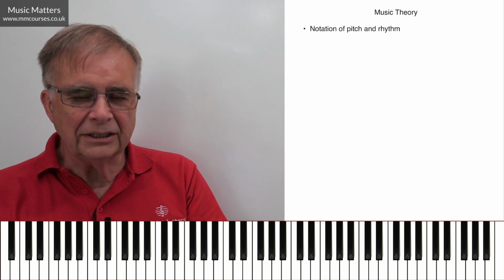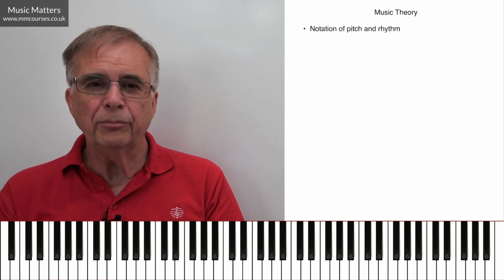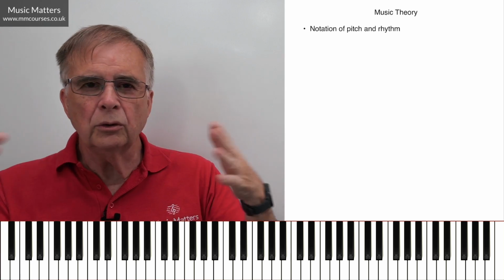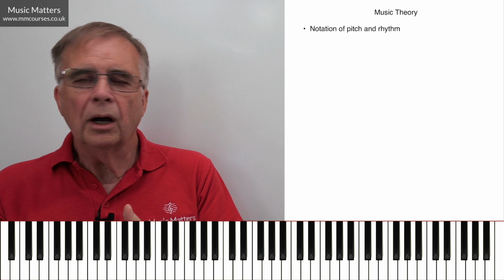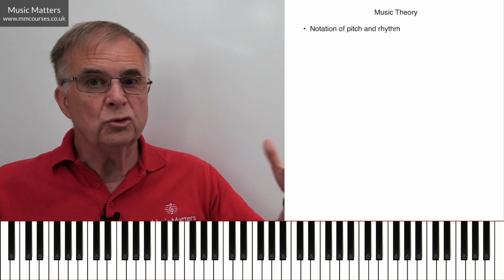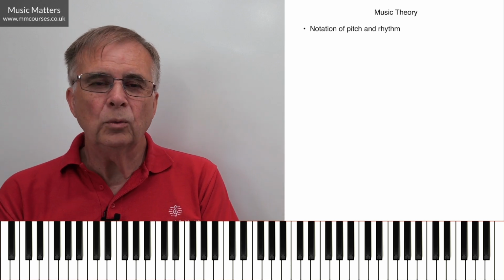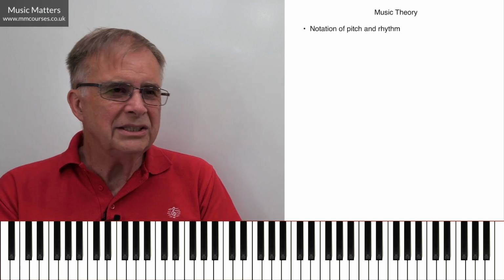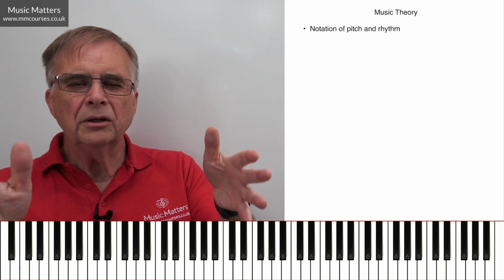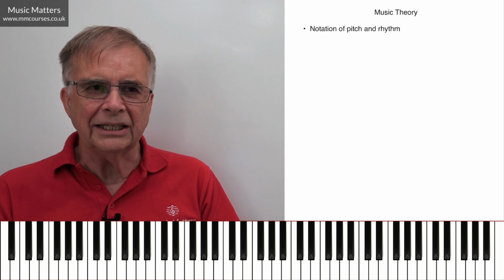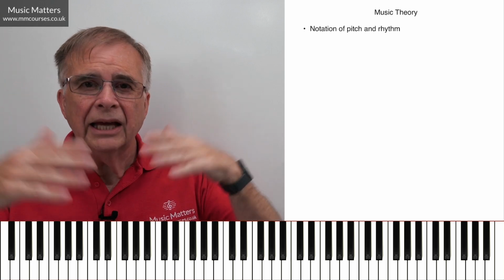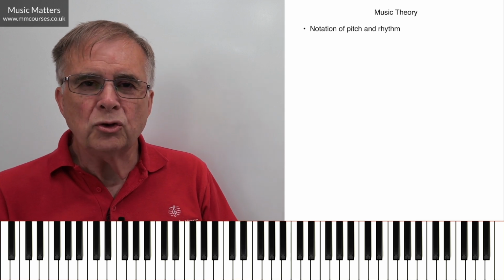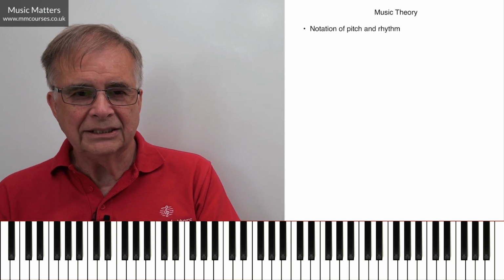So the first thing I flagged up is notation of pitch and rhythm. Certainly if you're intending to write down a piece that you're composing, or if you are a player who wants to read music, you need to know, what are the notes on the staves? What's the rhythm? How do we write it down? How can we look at a rhythm and know how to play it or sing it? If I've got a rhythm in my head, how do I write it down? So what is there to know about pitch and rhythm and how to write it down?